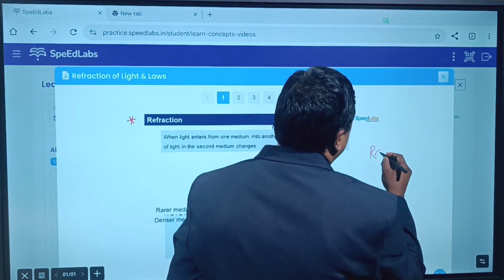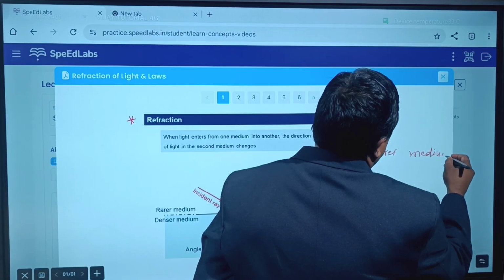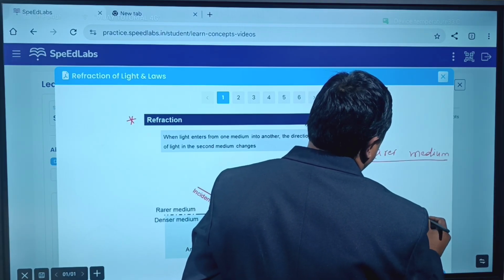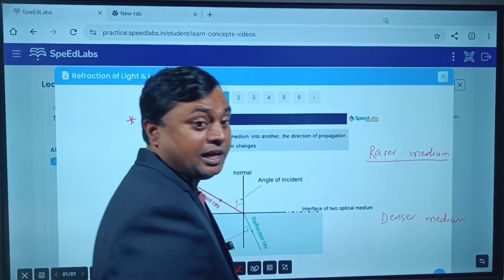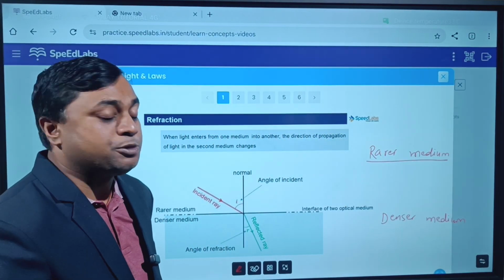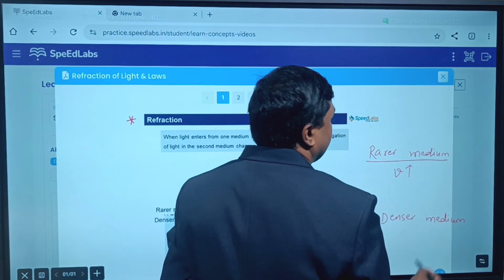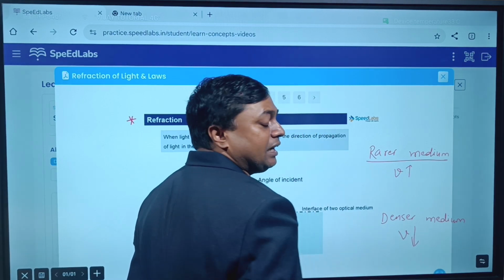One is rarer medium, and another is denser medium. So what do you mean by rarer medium? A medium in which the speed of light is more. When the speed of light is more, it is a rarer medium. When the speed of light is less, it is called a denser medium.